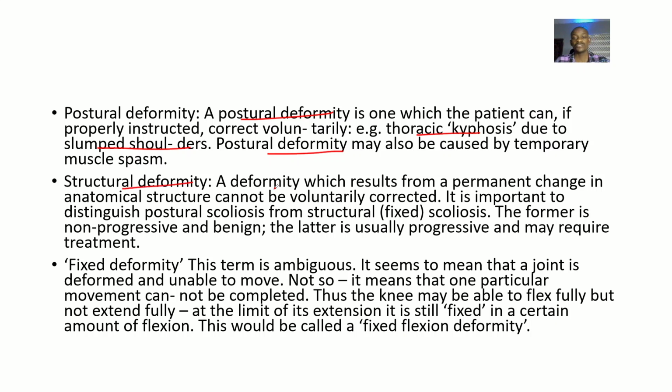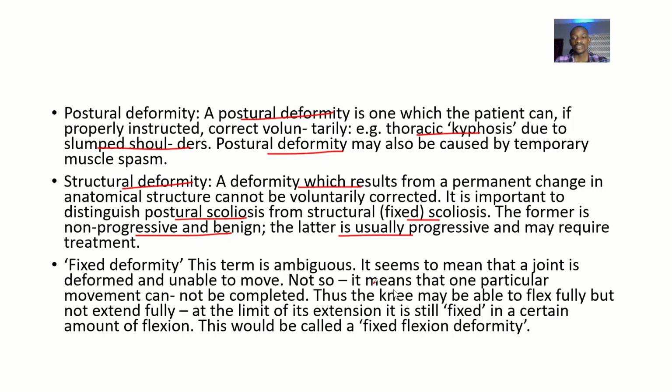Then structural deformity is a deformity that results from a permanent change in anatomical structure, and cannot be voluntarily corrected. It is important to distinguish postural scoliosis from structural scoliosis. The former is non-progressive and benign, and the latter is usually progressive and may require treatment. So postural is a softer condition than structural.